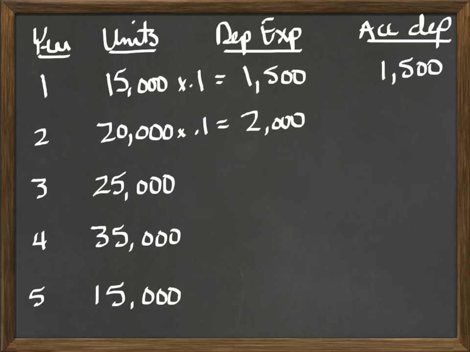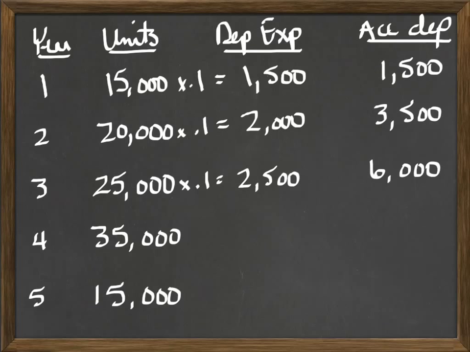That gives us 2,000. Now, what would be our accumulated depreciation? Well, we had 1,500 before. We're going to add 2,000 to it, so our accumulated is now 3,500. So now year three, again, we do the same thing. We take 25,000 times 10 cents, gives us 2,500. Our accumulated is 6,000. Try and do year four.